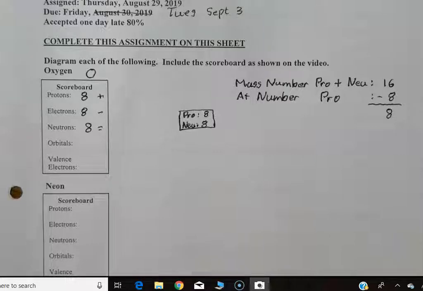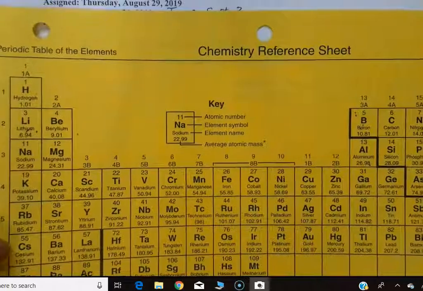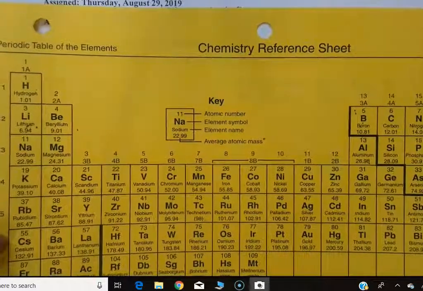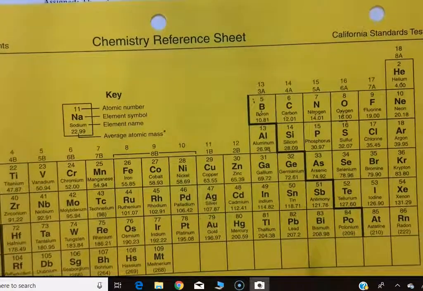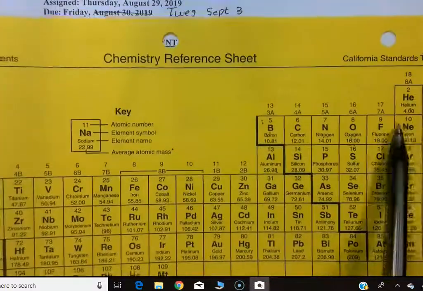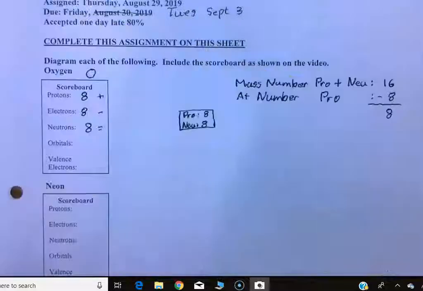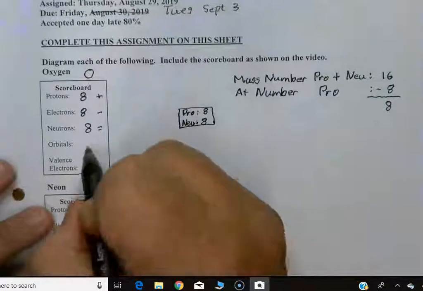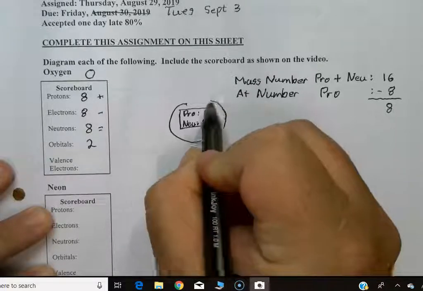All right, next is orbitals. The number of orbitals an element has is determined by what row it's in. So hydrogen and helium are in the first row. They have 1 orbital, and that's it. Everything in the second row, from lithium all the way over to neon, has 2 orbitals. So we're going to go ahead and draw. We'll write it on our scoreboard, and then we're going to draw it. Just 2 concentric circles.